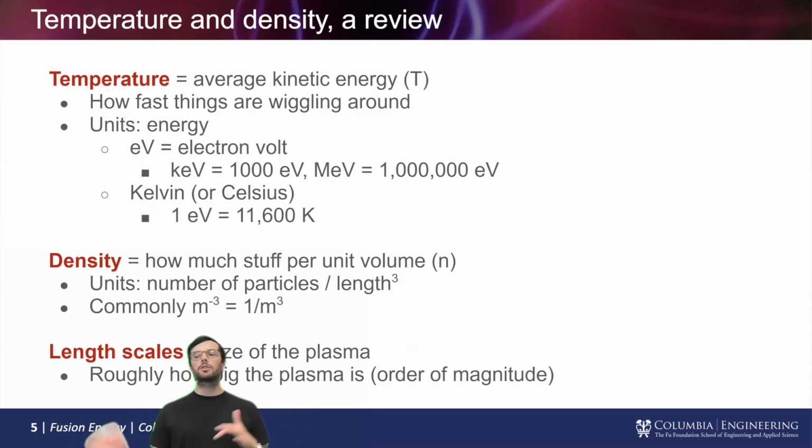And then length scale is a little fuzzier, but this is roughly how big the plasma is. So if the length scale of my computer is about a foot, the length scale of this building is maybe 100 feet, that kind of thing. And we'll talk about different versions of that because the length scale of a plasma this big is only a foot. The length scale of the sun is much bigger. So we'll use these three metrics to kind of ground ourselves because we're going to be exploring a wide range of all of these variables.